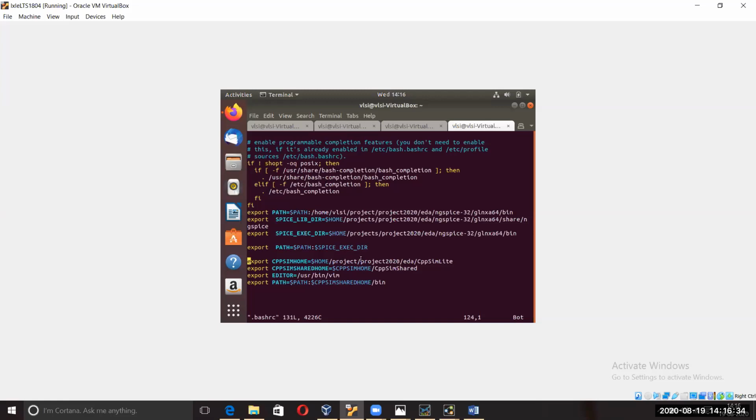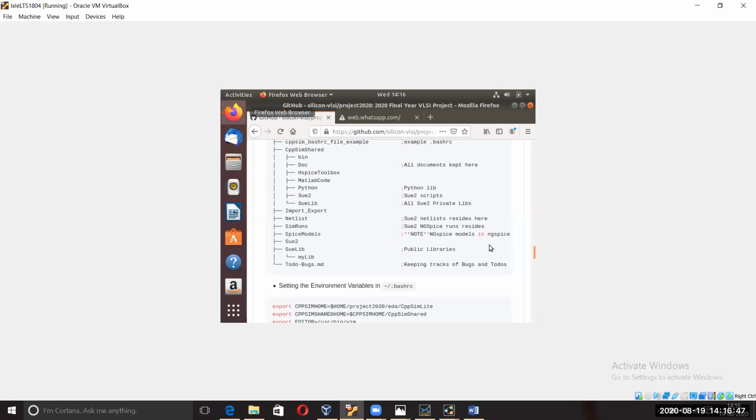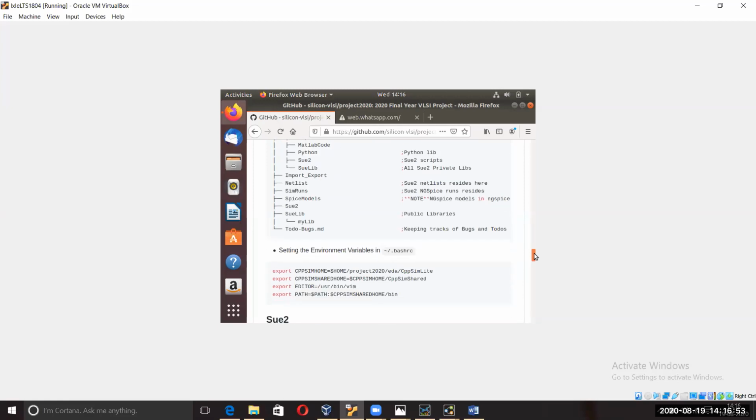I have already set the path for this CPPCM here. You can see this one down here. Let me see if I have it. Yes, I have it. This is on the GitHub page, for which we have given you the link. It's the VLSI one.